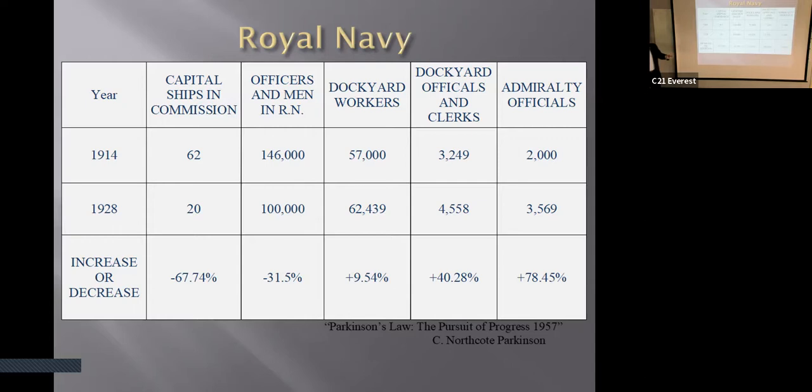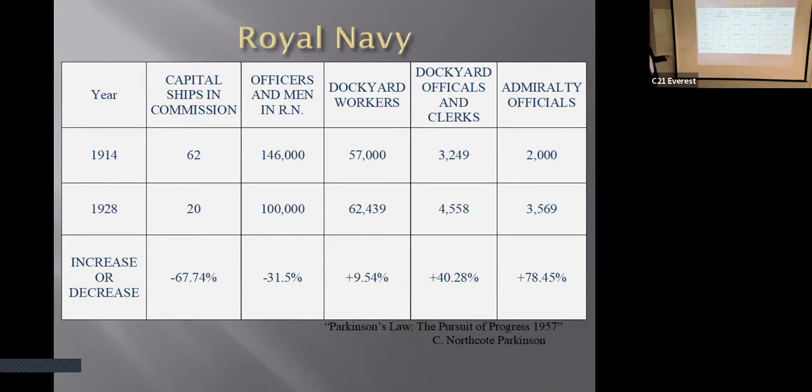And here's what he noticed. So I'm going to be saying the same thing, but in a different way again. Okay. So what he noticed is the number of ships that were in commission in the Royal Navy in 1914 was 62. In 1928, it had dropped down to 20.